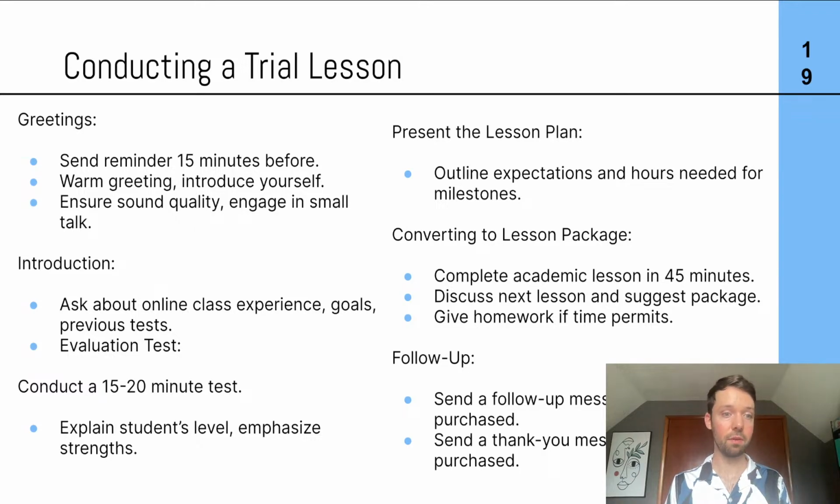Explain the student's level, emphasize strengths, and then present the lesson plan. So outline expectations and hours needed for the milestones. Converting to lesson package. In converting the first lesson to rebookings, you would want to complete an academic lesson in 45 minutes, discuss the next lesson and suggest a specific package, give homework if time permits, all right?